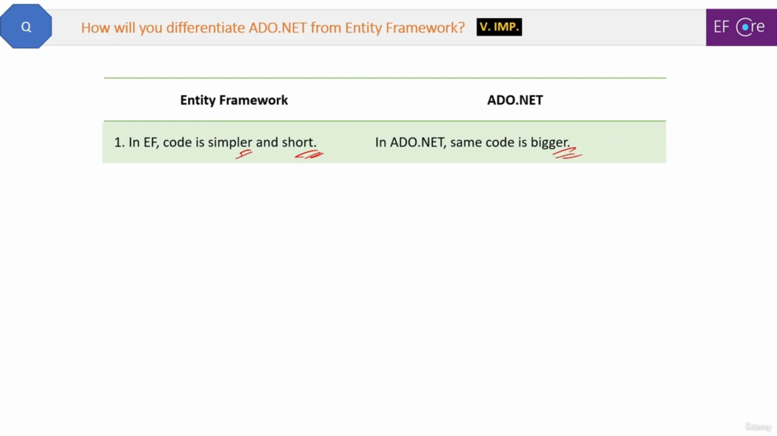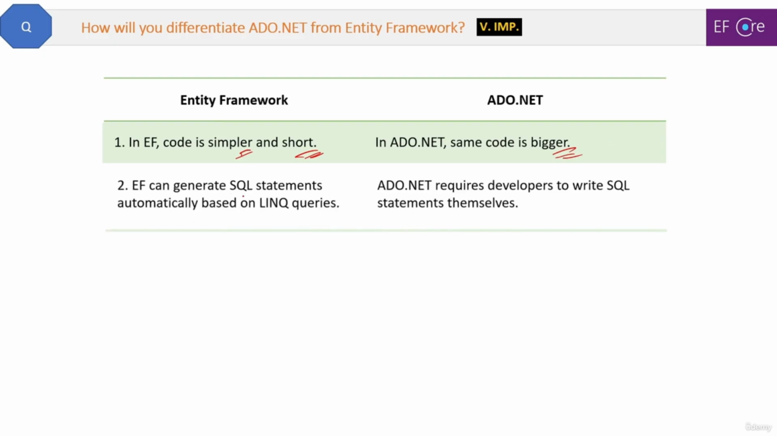Okay. The second difference is Entity Framework can generate SQL statements automatically based on LINQ queries. Okay, that's why its code is very short. Whereas ADO.NET requires developers to write SQL statements themselves. So internally you have to write all the things. Okay, the coder has to.